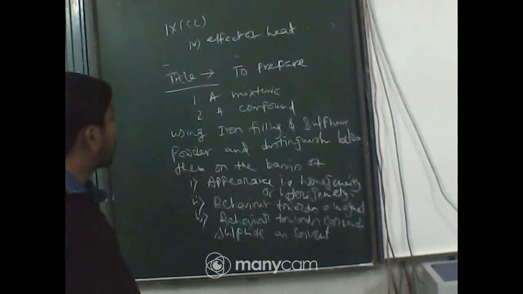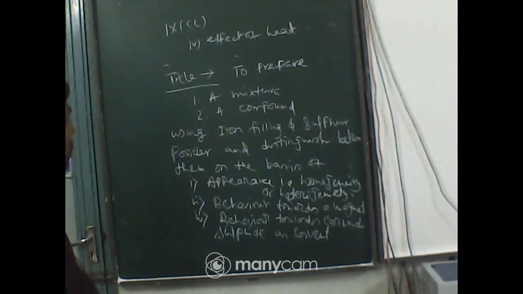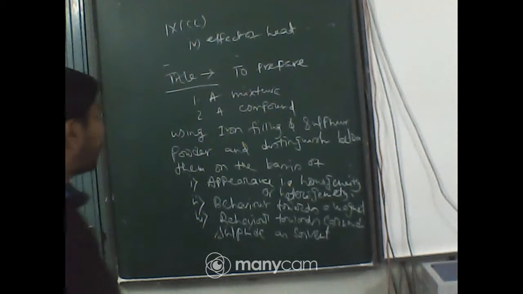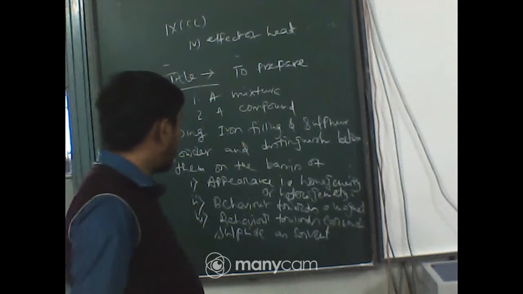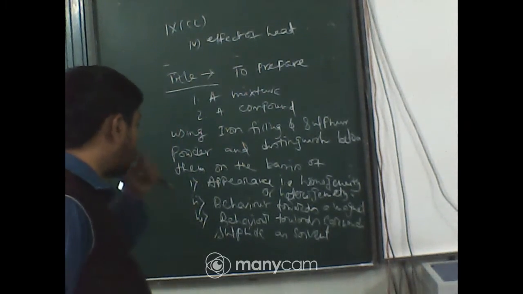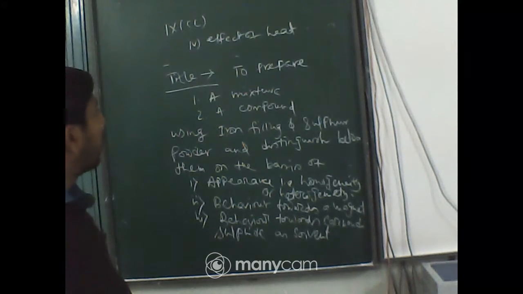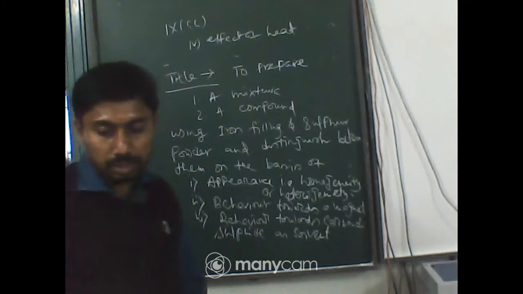Okay, from the first, title: to prepare number 1 a mixture, number 2 a compound using iron filings and sulfur powder, and distinguish between them on the basis of 1 appearance, that is homogeneity or heterogeneity, 2 behavior towards a magnet, number 3 behavior towards carbon disulfide as solvent, and number 4 effect of heat.